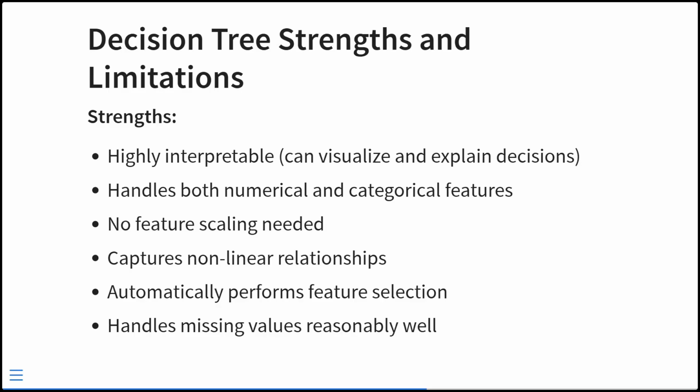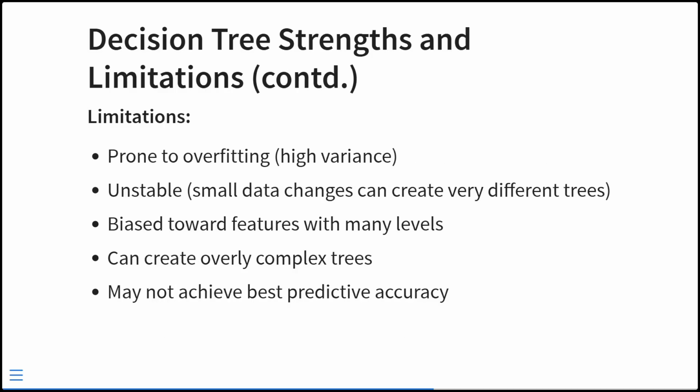What are the strengths of decision trees? First of all, they are highly interpretable. You can visualize and explain decisions. They also handle both numerical and categorical features. Feature scaling is not needed. They also capture nonlinear relationships. They automatically perform feature selection, and they handle missing values reasonably well.